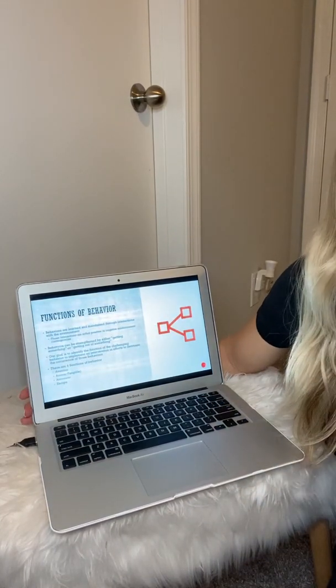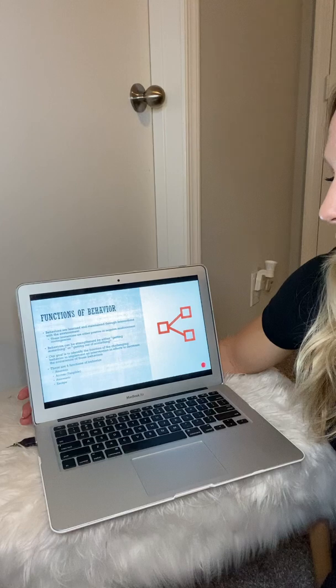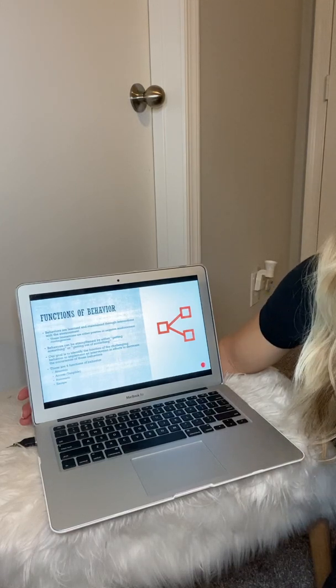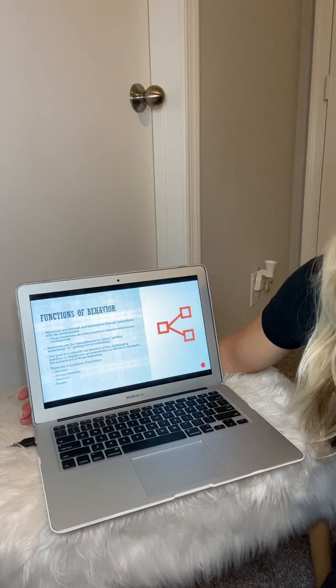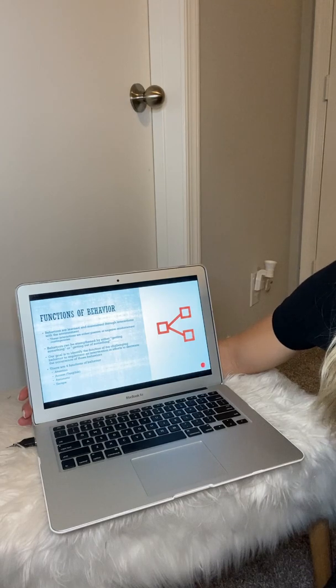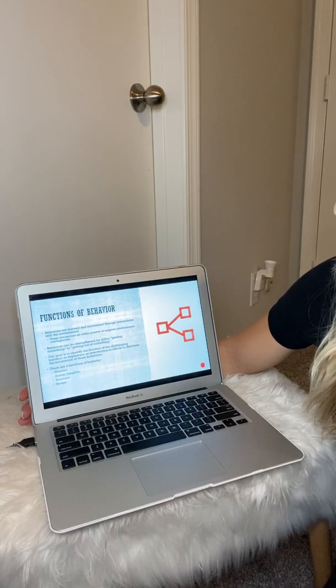So there are 4 functions of behavior. When we think about behavior and why behavior occurs, there's always a reason as to why it's occurring. So behaviors are learned and maintained through the interactions that they have with the environment. And these interactions are either positive or negatively reinforced contingencies. And they can be strengthened by either getting something or getting out of something.